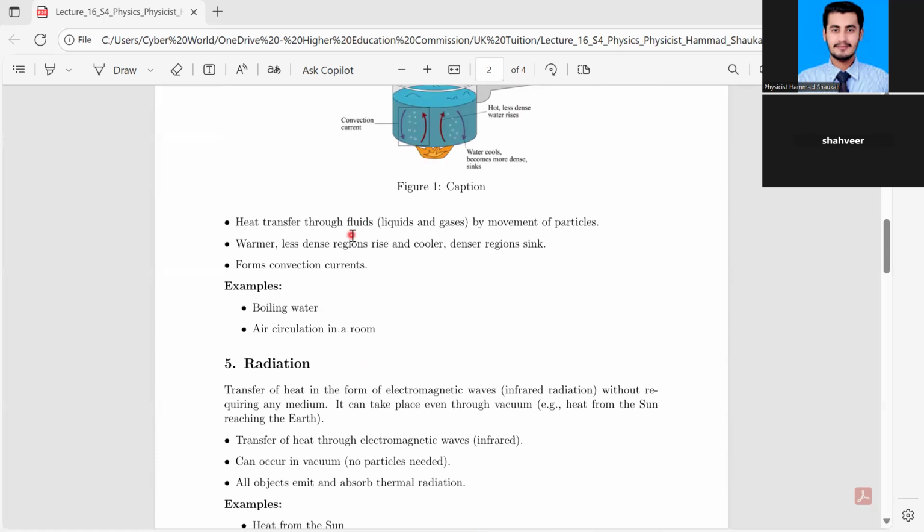Here you can see heat transfer in fluids, liquids and gases, by the movement of particles, which I already explained before. The warmer, less dense region rises, and the cooler, dense molecules sink below. And this is known as the convectional current. Examples are simply boiling water and air circulation in a room.